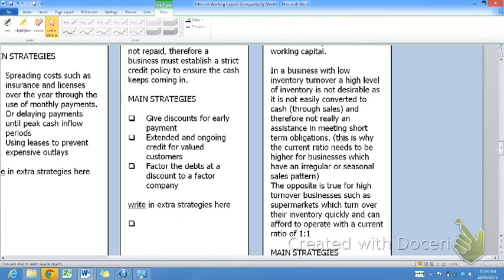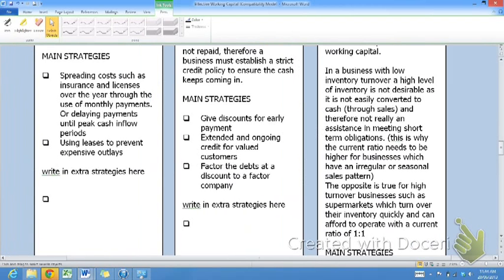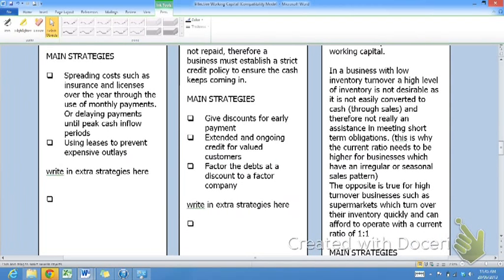Alternatively, you can actually look at spreading those costs differently. So instead of having a once-off insurance hit, okay, of $2,000, you can get that insurance spread out over monthly payments. And most insurance companies will actually let you do this at no extra cost.